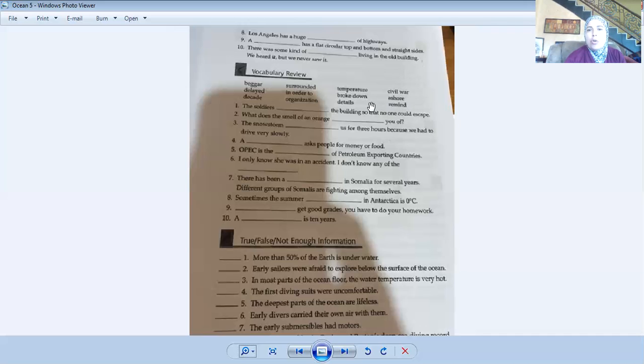Ashore, like on the shore, okay? Yeah, that is what it means. Remind means to make somebody remember or help somebody remember something, right? Yeah, so let's complete these sentences. The soldiers surrounded the building so that no one could escape. So it seems that in a certain building, there were people that did not follow the rules, did not follow the law, and so the soldiers surrounded them inside a building in order to capture them.